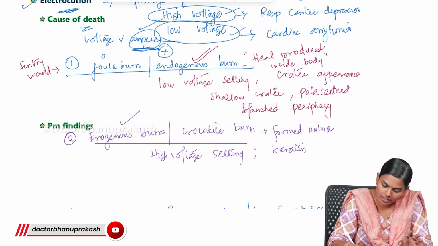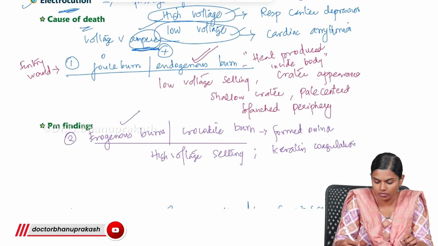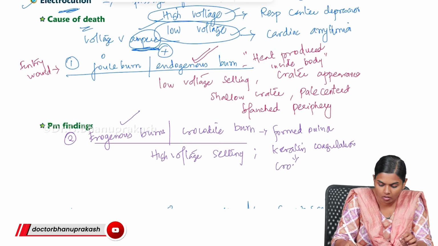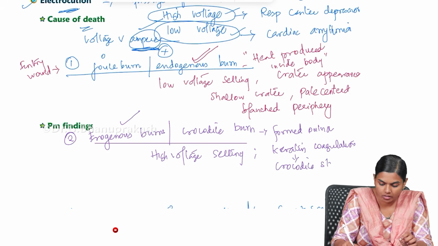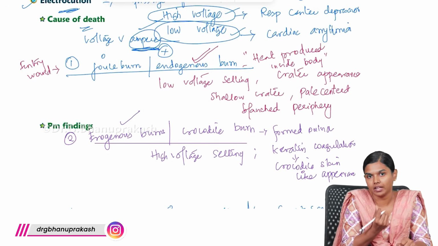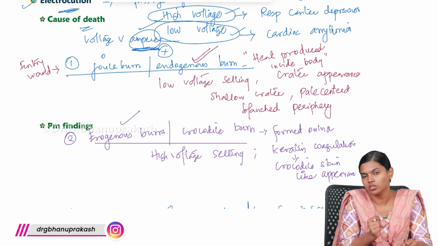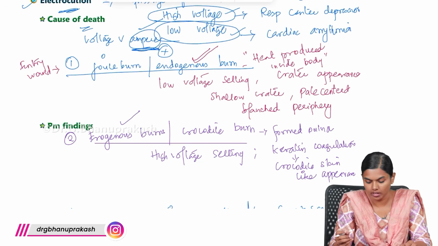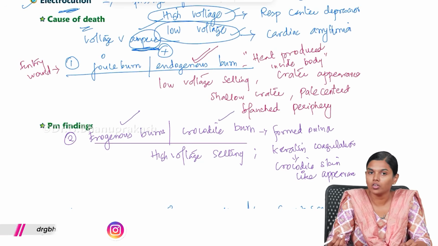keratin coagulation. It will cook up all the keratin. Because of that, you will get a crocodile skin like appearance. So all the keratin will coagulate and become a plaque. So keratin plaques will form. So this will look like a crocodile skin. That is why we call it a crocodile burn.